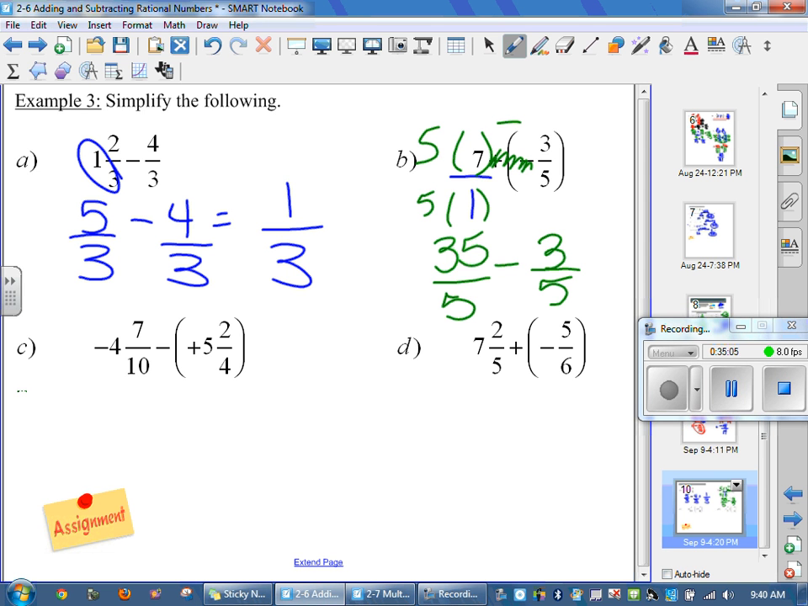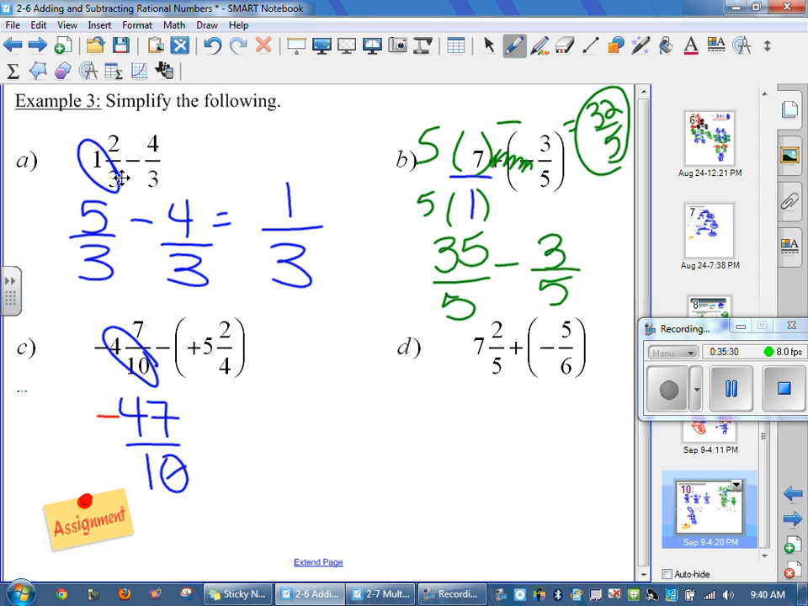All right, we're going to do C. We have to change both of them first. So 4 times 10, remember, forget the negative sign at first. 4 times 10 is 40, plus 7 is 47 over 10. Now we stick that negative sign back on. 2 signs in the middle that are different, turn to subtract. 5 times 4 is 20, plus 2 gives me my 22 over 4.